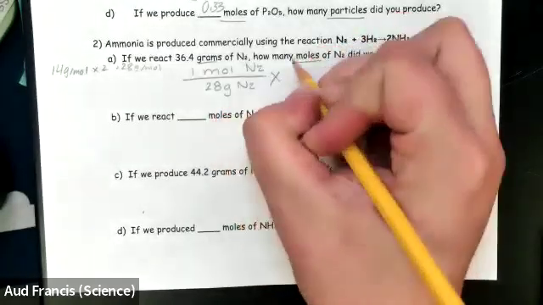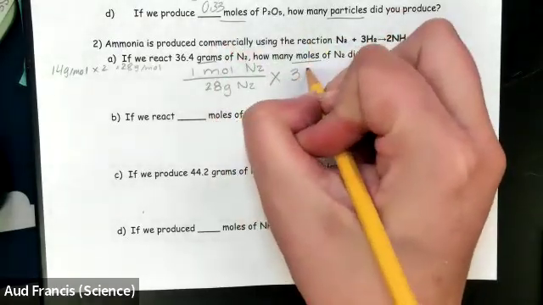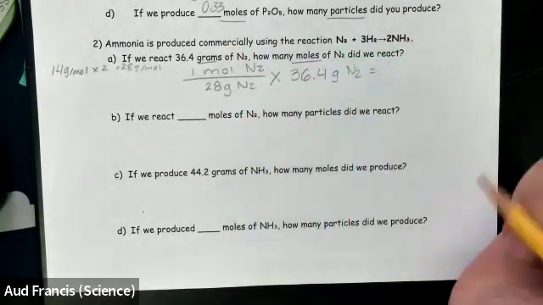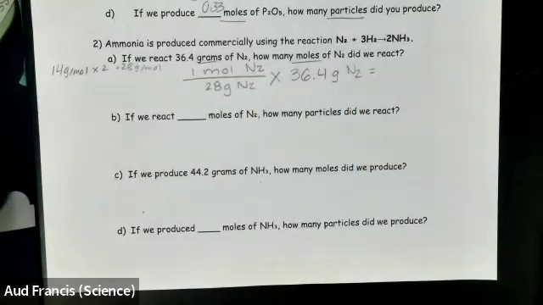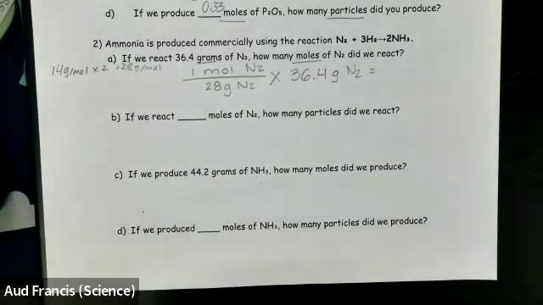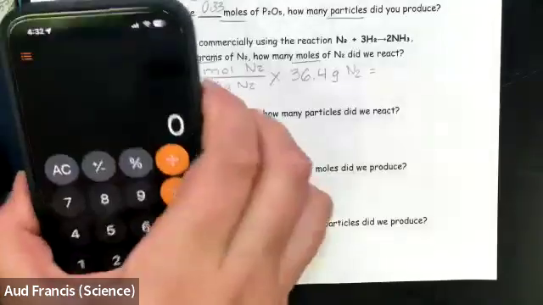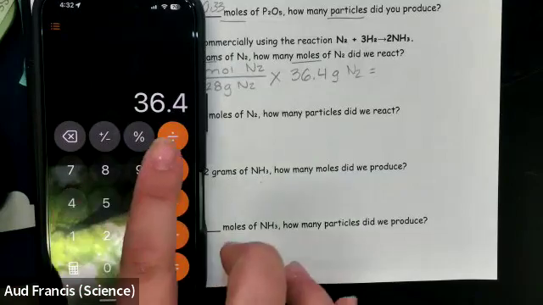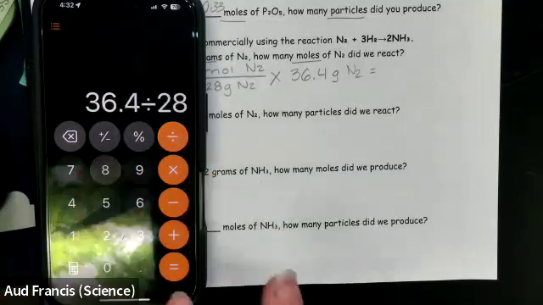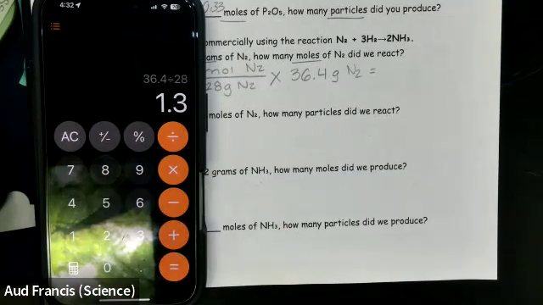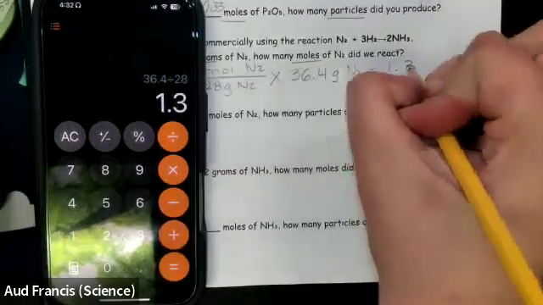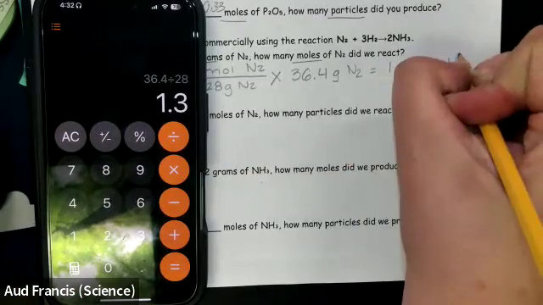So I'm going to multiply this by my 36.4 grams of N2. I'll have you throw that in your calculator. Again, you get to skip that little multiplication step if you want to, because you're multiplying a number by 1. I've got to clear my calculator out so we can use it. So I'm going to get 36.4 divided by that molar mass, which again is 28 grams. And it gives me a really pretty clean number, which is honestly refreshing. So I'm going to get 1.3 moles of N2.